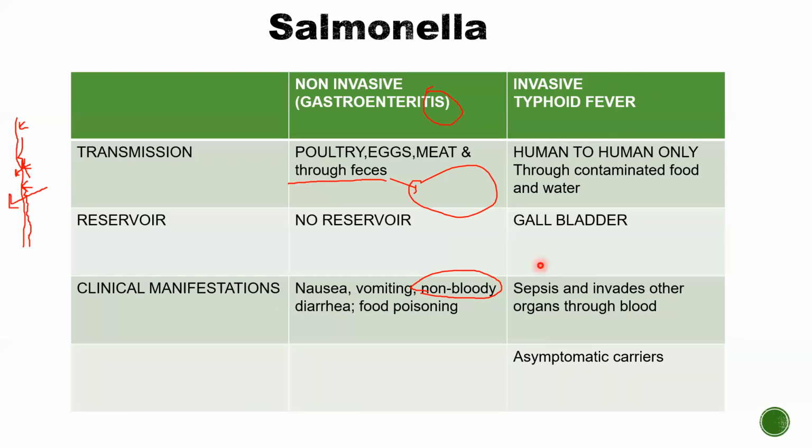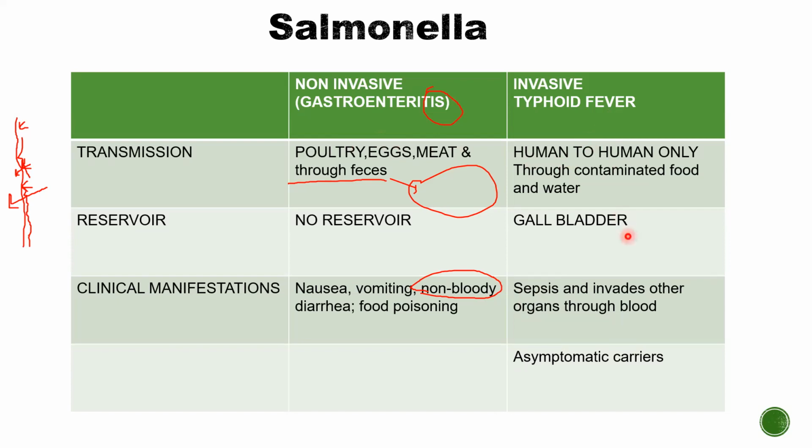Okay, so bacteria in the blood means sepsis, and because the blood flows and supplies different organs, it can actually invade other organs as well. So it causes sepsis, and blood flows everywhere. On its way, it causes the infection of multiple organs. This is the difference between invasive and non-invasive. And a main important thing here is that this is mainly through human to human transmission, not really by eating eggs and poultry and stuff.